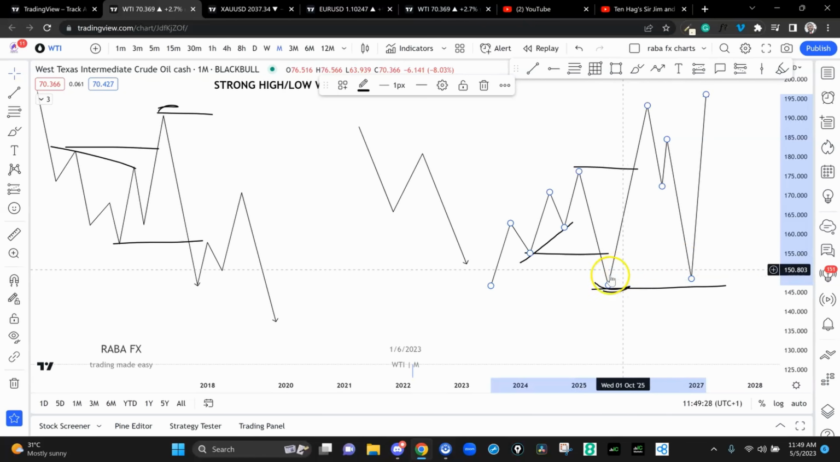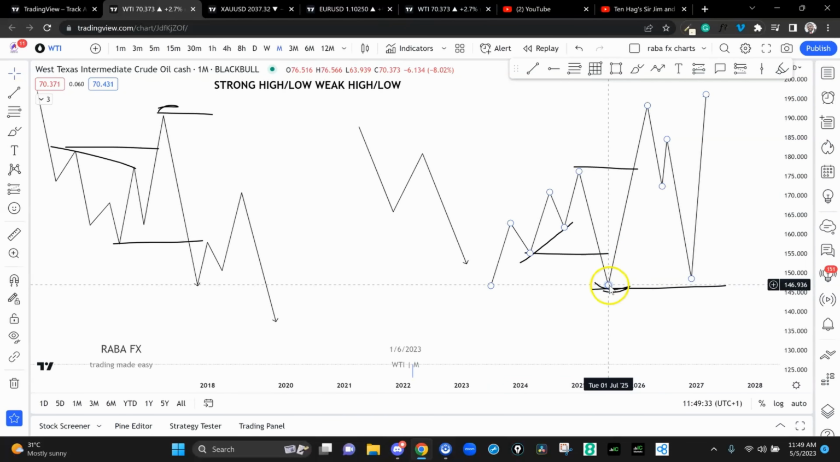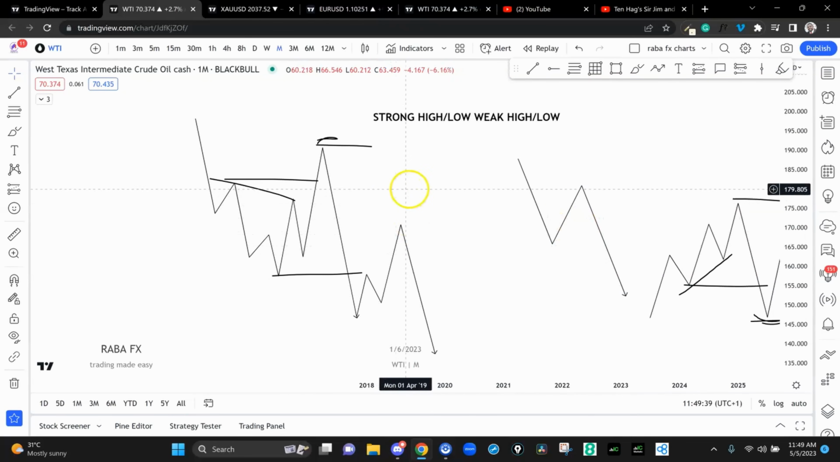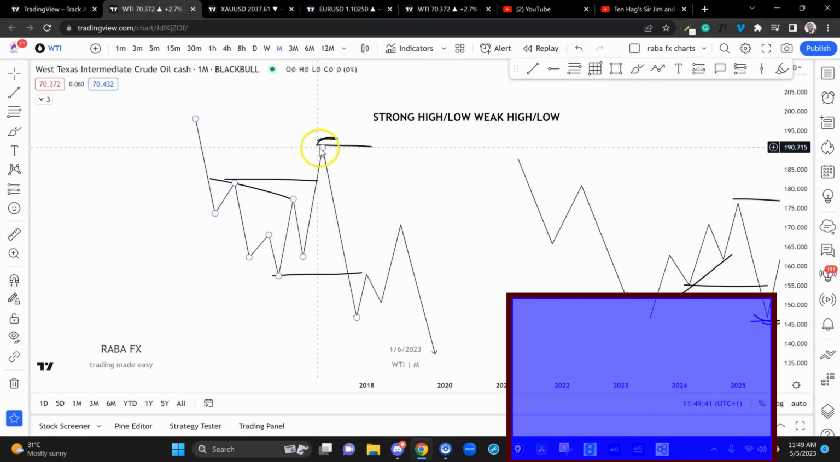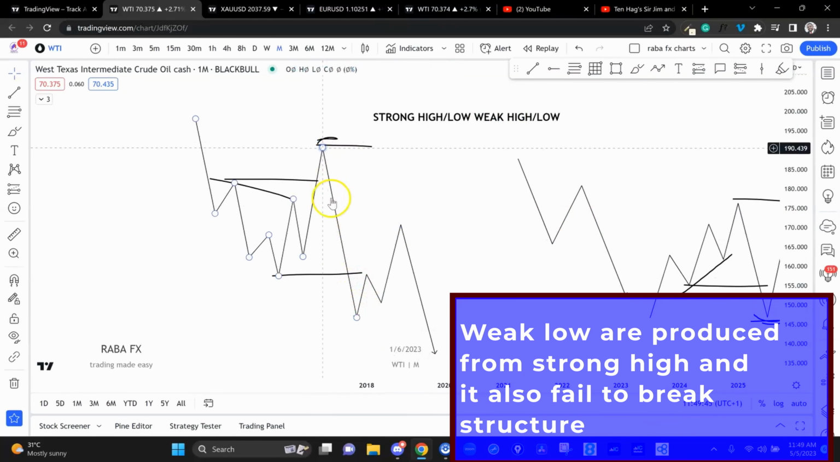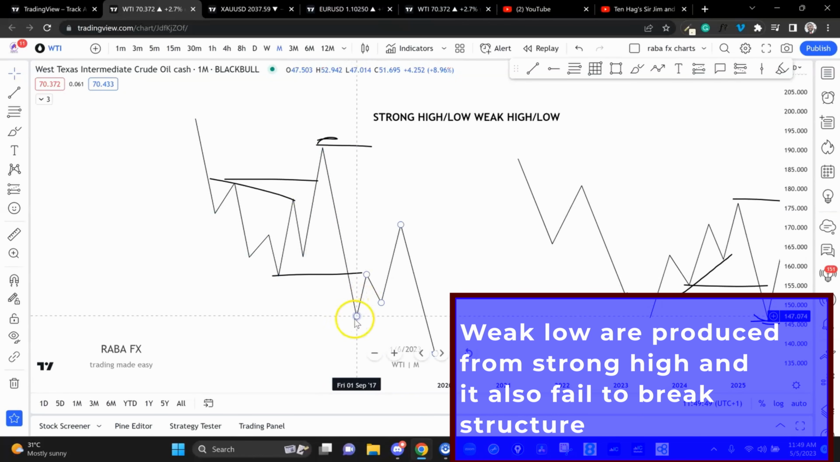Back then when I started SMC, I liked going for a very tight stop loss just because of this concept alone. Okay, so your weak low and weak high are then what? The weak low is simply the low produced from a strong high. When you have a strong high, the low it will produce is a weak low. And also, that's the first criteria. And the second criteria is that the low fails to break structure. Okay, weak low fails to break structure.